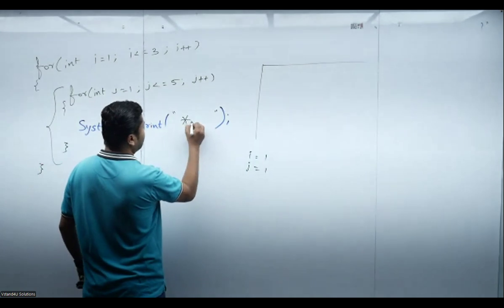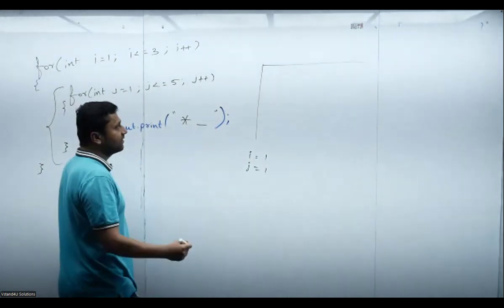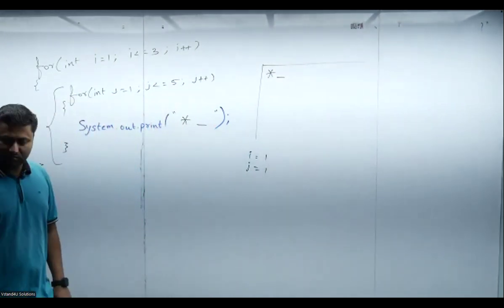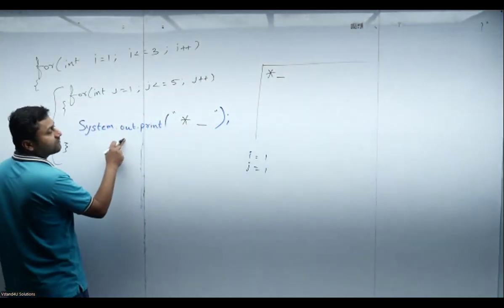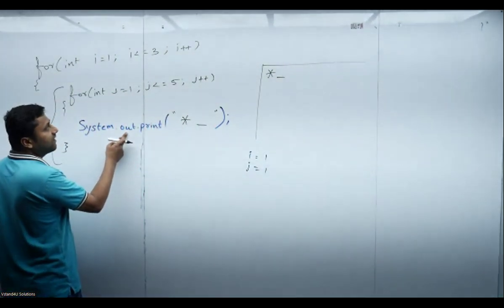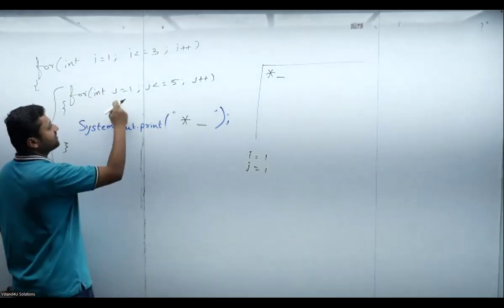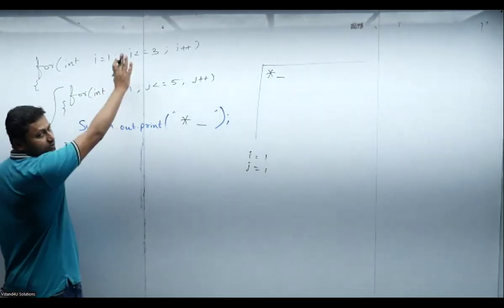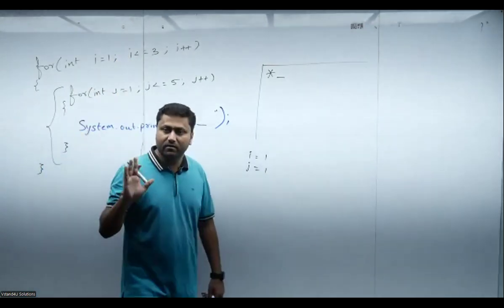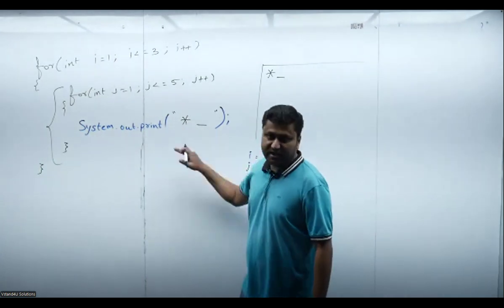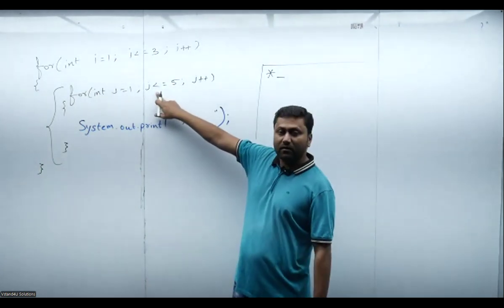Actually it should be a star this way and a space. Agree? I am printing a star followed by a space. Done. After this, what will happen? After this, j will be incremented. Unless you step out of this inner loop completely, you will not touch the outer loop. Agree? Am I clear? So let me keep iterating within the jth loop unless this condition fails.